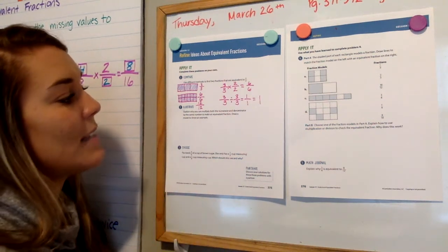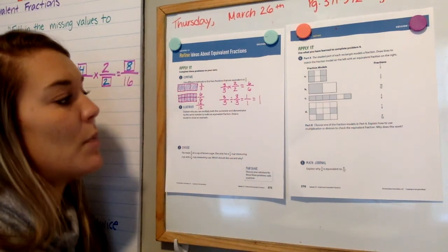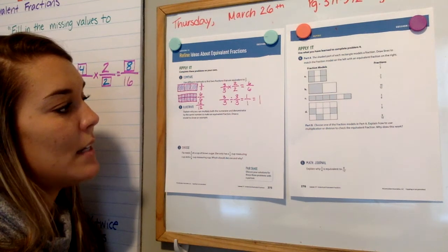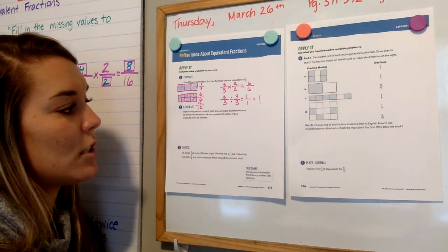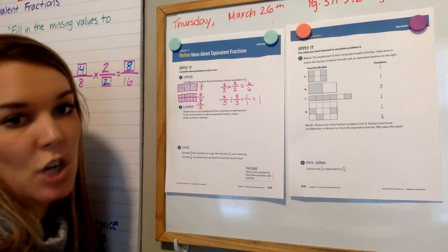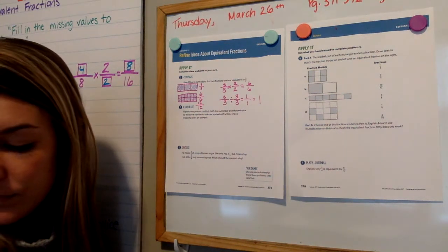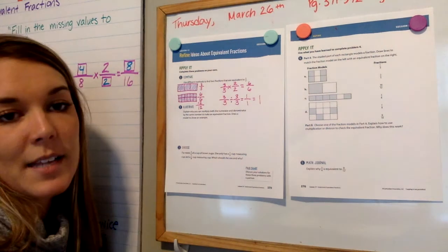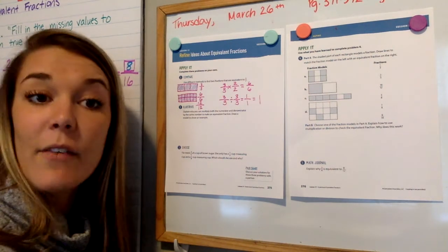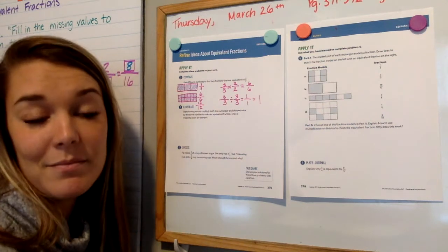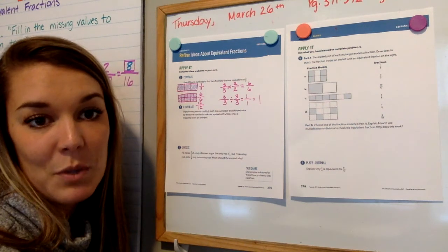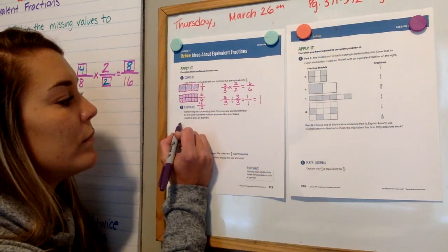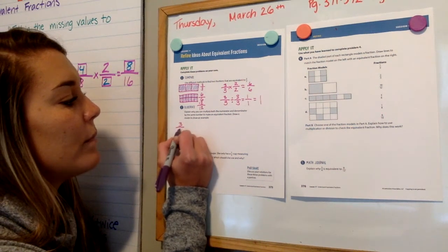Next one. It says, explain why you can multiply both the numerator and the denominator by the same number to make an equivalent fraction. Draw a model to show an example. So let's come up with any example. If you were here, I'd have you throw out a fraction, but instead I'm just going to choose one. So let's say we're going to start with 3/4.